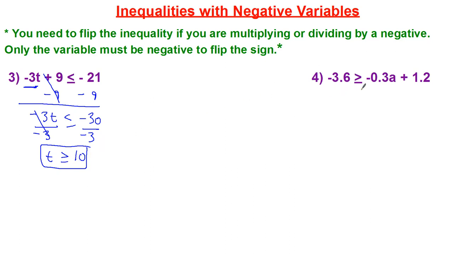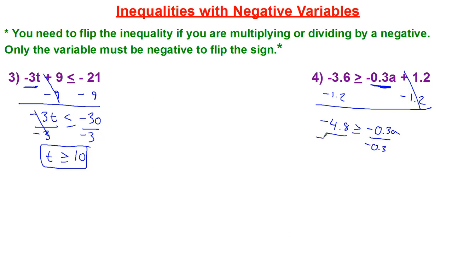Okay? Now for our next one, once again, this is what I'm trying to get to, so I have to do that last. So minus 1.2, minus 1.2. This creates a zero pair. So negative 3.6 minus 1.2 is going to give me negative 4.8. So negative 4.8 is greater than or equal to negative 0.3a. So I have to divide by negative 0.3 and divide by negative 0.3. Because I divided by a negative, I'm going to have to flip that sign. So now I have 16 is less than or equal to a.